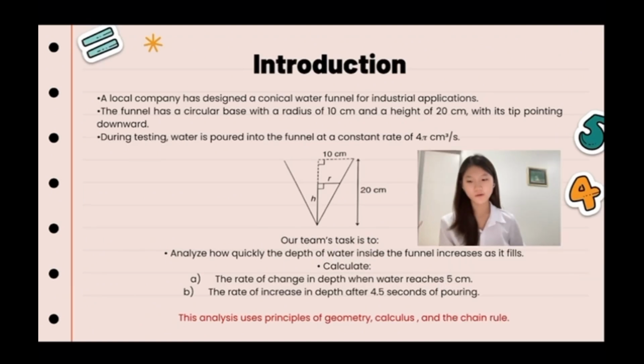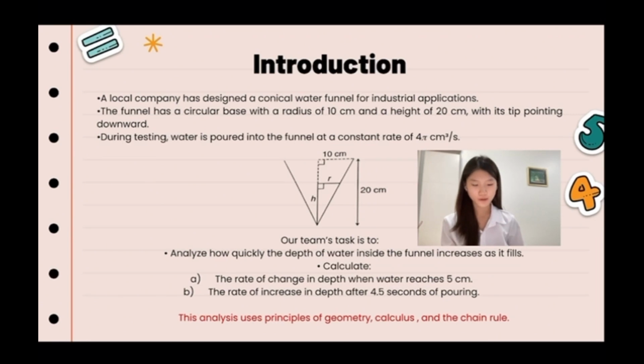Our question is about a local company which has designed a conical water funnel for industrial application. The funnel has a circular base with a radius of 10 cm and a height of 20 cm. The funnel is placed with its tip pointing downwards. During testing, water is poured into the funnel at a constant rate of 4π cubic centimeters per second.